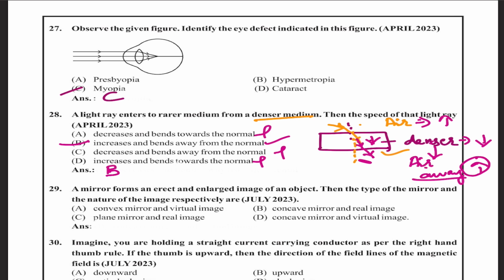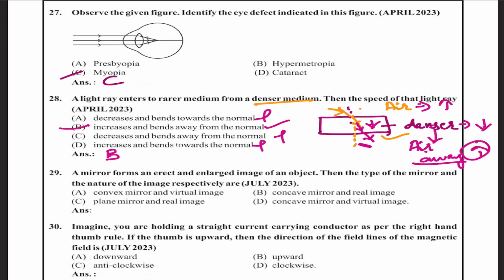Coming to the next question. A mirror forms an erect and an enlarged image of an object. So, we are getting an erect and an enlarged image. Then the type of mirror and the nature of the image is.